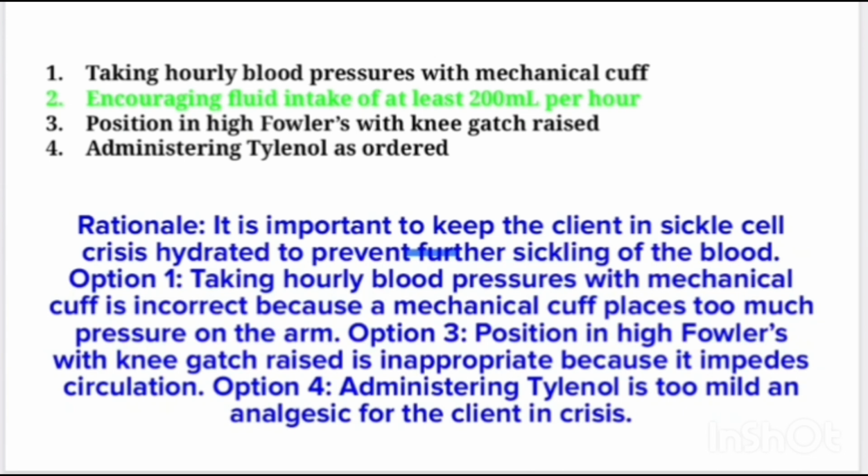Hourly BP monitoring we will avoid. Why? Because frequent cuff inflation causes restriction of the blood flow, and that may lead to sickle cell ischemia. And we will avoid high Fowler's position, which may dangerously increase the sickle cell crisis because the blood flow is already compromised. And administering Tylenol. Why? Because sickle cell pain is severe and is not treated with just Tylenol. They need opioid analgesics. So the final answer is encouraging fluid intake of at least 200 ml per hour, because hydration is very important to avoid sickling of the blood.